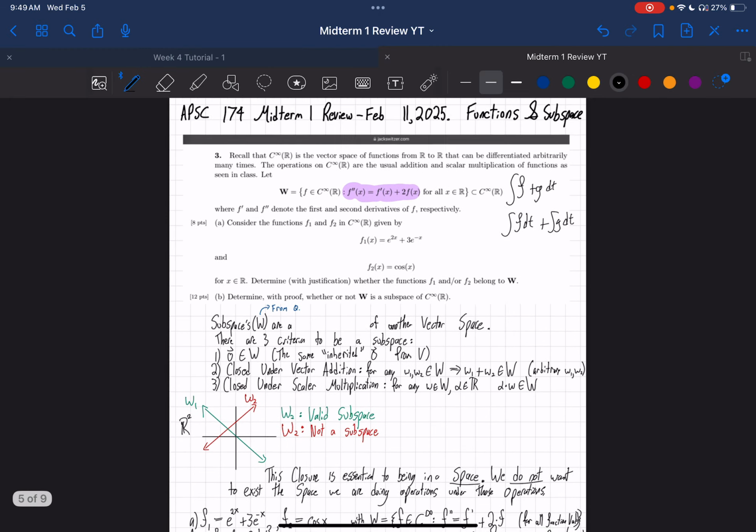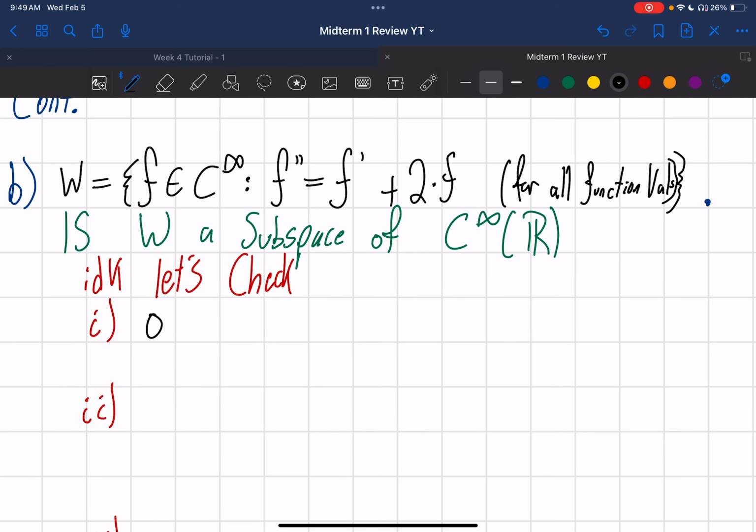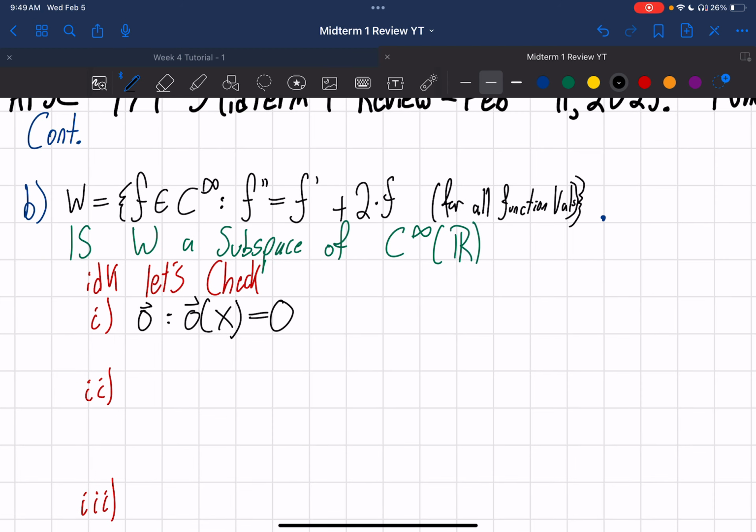Okay, so diving in on how we actually prove this, let's give it a try. So we have our space W, and we want to know if W is a subspace of these smooth real valued functions. So let's check if the 0 vector is here. Since we're in functional space, you can think of this as the 0 function of x, where everything should be sent to 0.